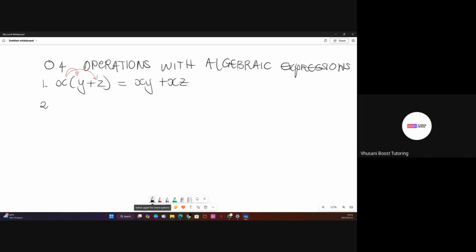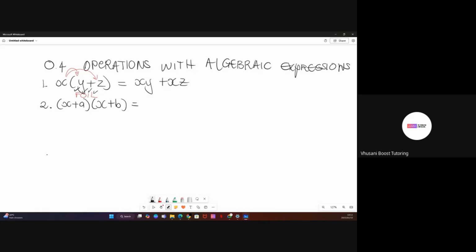The second one: let's say we have two brackets, where inside one bracket we have x plus a, and in the other we have x plus b. The operation we can do here is to simplify this, and to simplify it we use a method called factorization, or some of you may know it as FOIL. Foiling means we take the first two, the outer two, the inner two, and the last two, and multiply them together.